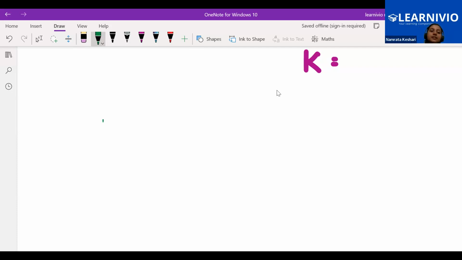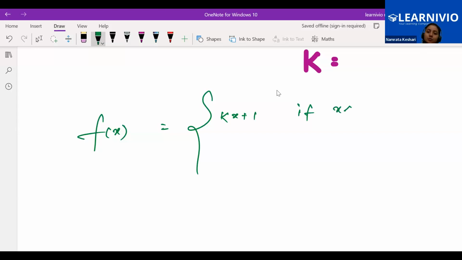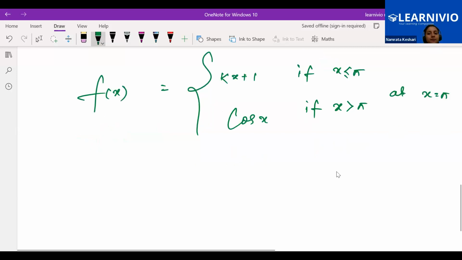Suppose we are having, let's do quickly this one. f of x is equal to kx plus 1 if x is smaller than or equal to pi. If x is bigger than pi, then the function is defined differently, that is cos x. And at x equals pi, it is continuous, already given in the question, hence find the value of k. Let's do left hand limit, right hand limit, and the function's value at this point.